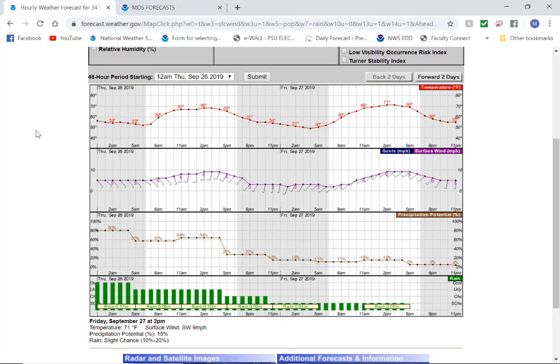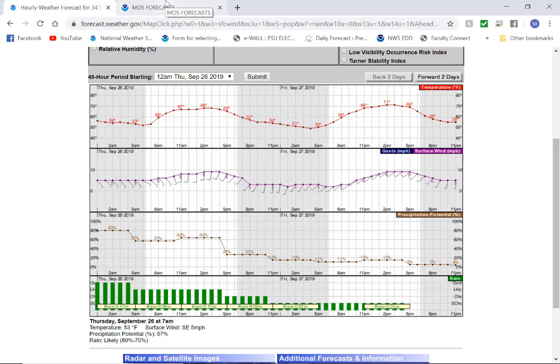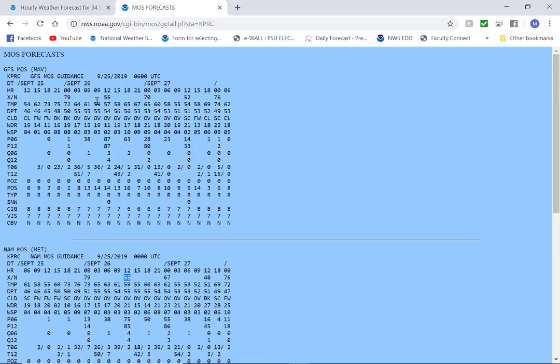And if we use the grids, we can see that they're projected to have a low of about 52. So if you want to take an average of 55 and either 53 or 52 and call it a low of 54, that would be a pretty decent way of figuring out a low temperature for your forecast if you were forecasting for this area for Thursday. So you already know what the low is going to be.